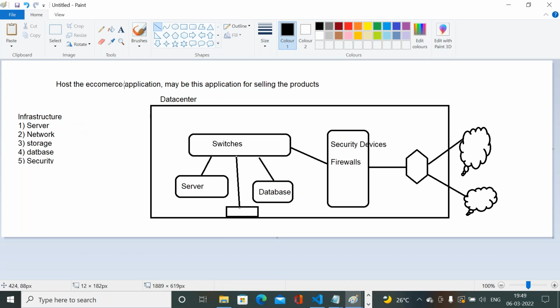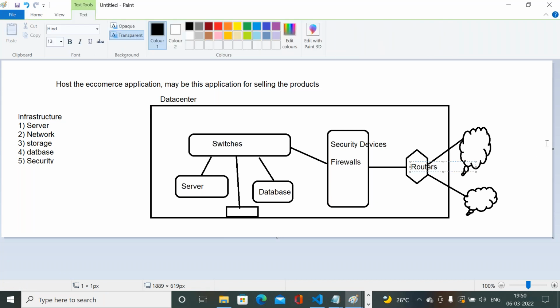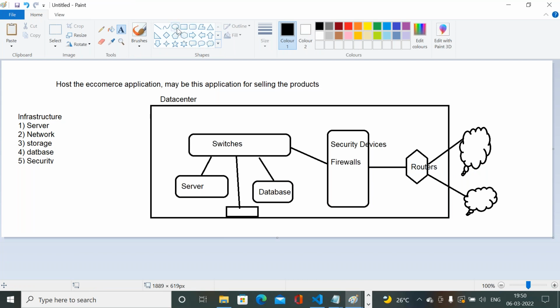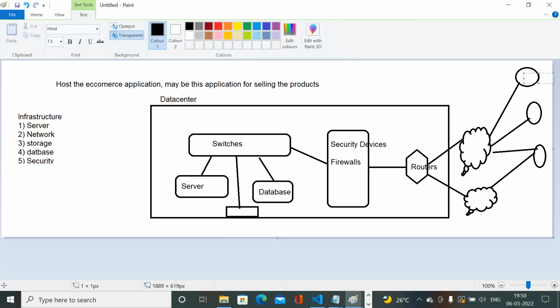In order to host a single application, we have to procure the servers, the database, storage, switches, firewalls, routers, and we have to take the service providers for internet, because end users who sit outside will try to come through the service provider. So these are the end users across the globe.